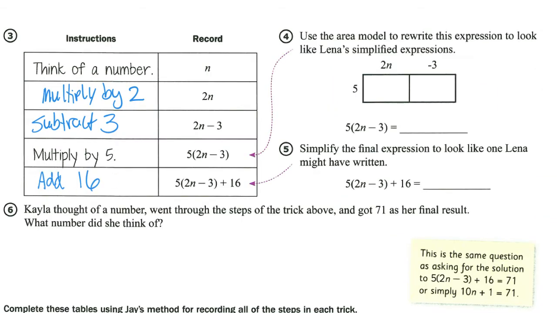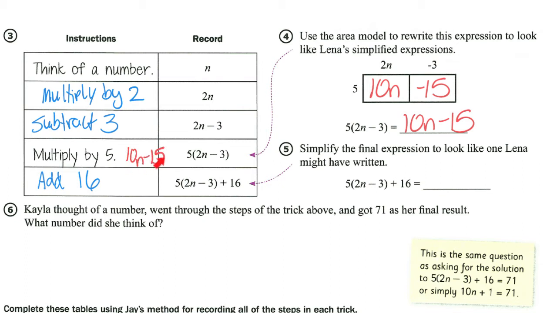Okay, so here's those steps written there. Number 4, we want to take this and write it using the area model. So 5 times (2n minus 3). So here's another way to write this step right here. I'm going to add it in here as 10n minus 15.